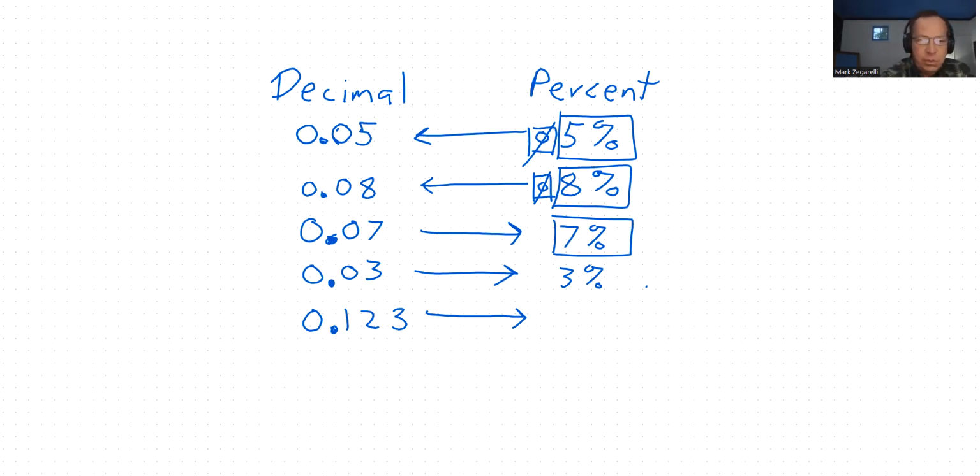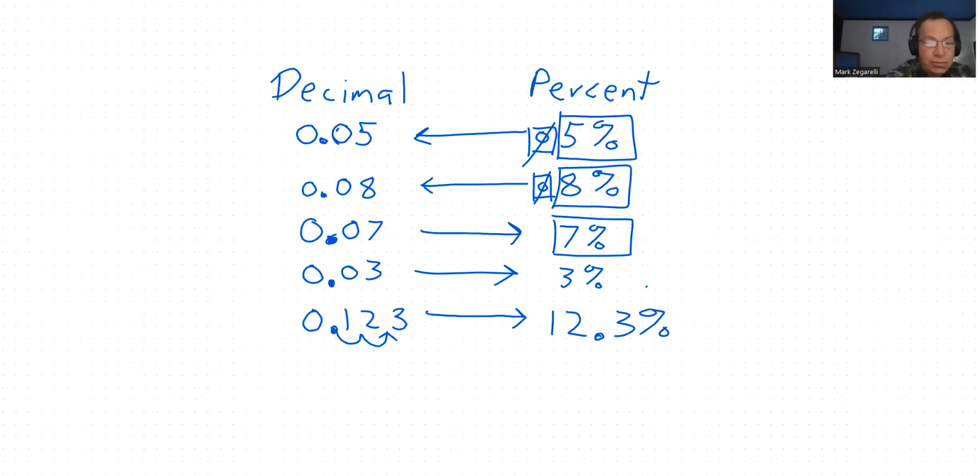So the way that we do this is we're going to take this decimal point and move it over 1 place, 2 places, and note that that decimal point would go right in there if we move the decimal point to the right by 2 places. And when we do that, we get 12.3%, and now we have a percentage.